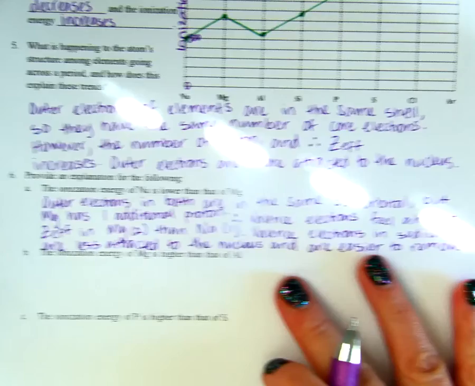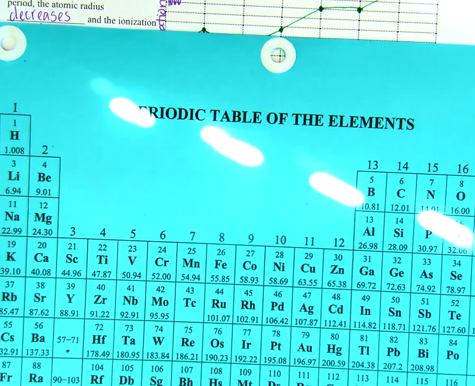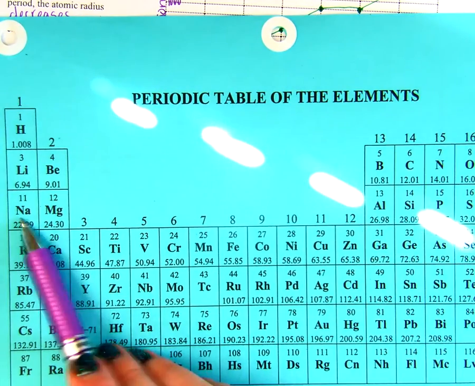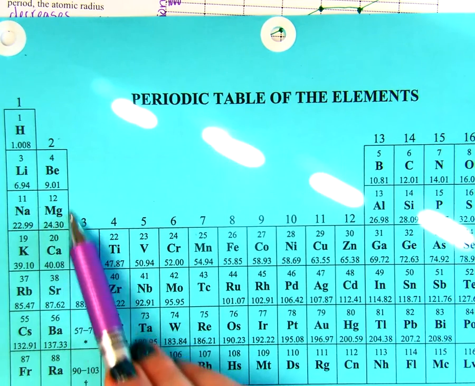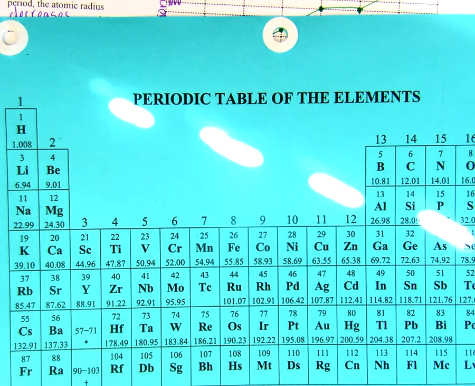Okay, sorry about the sun shining on that page there. Okay, so part B. So the ionization energy of magnesium is higher than that of aluminum. So why then, if we said sodium is higher than magnesium, why is magnesium's higher than aluminum? So please pause the video, think about that, and then come back to check your work.